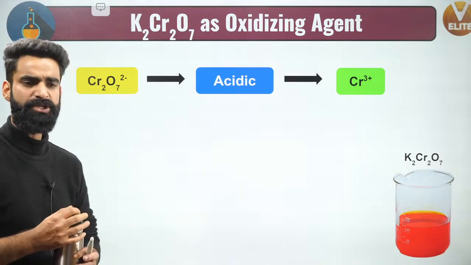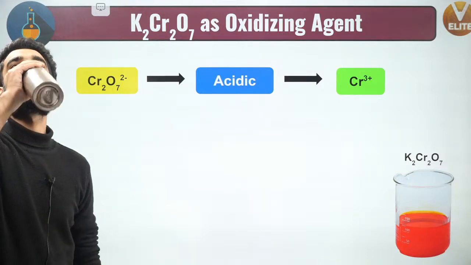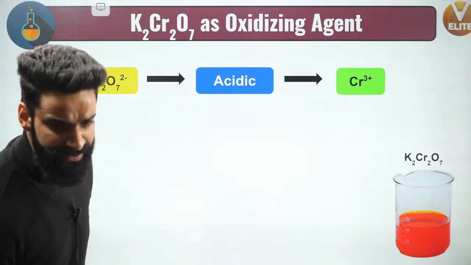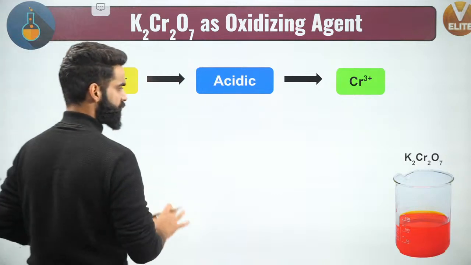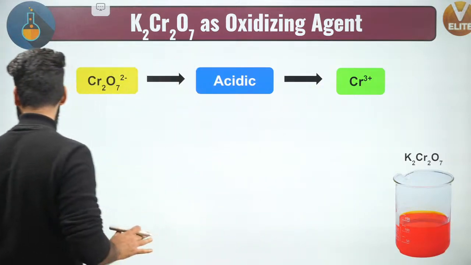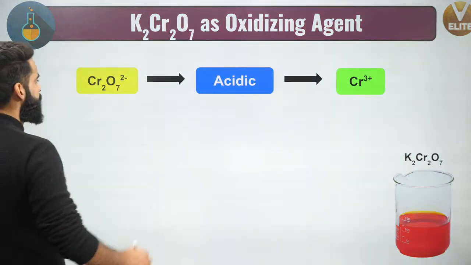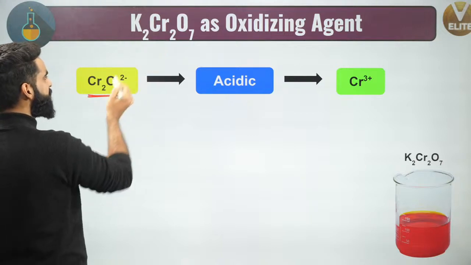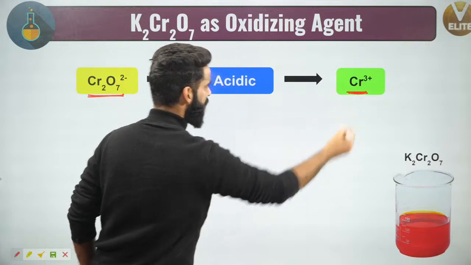Now moving ahead, talking about one more oxidizing agent, that's what we call K2Cr2O7. Again, it acts as the oxidizing agent. Remember, either you write K2Cr2O7 or you write Cr2O7²⁻, one and the same thing. Remember, in acidic medium, your Cr2O7²⁻, or simply K2Cr2O7, gets converted to Cr³⁺.